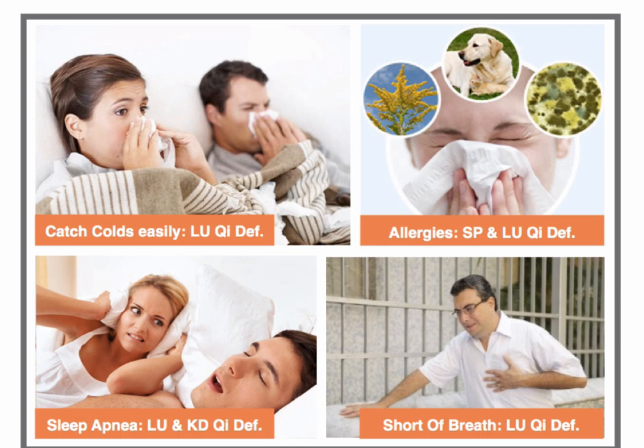If someone catches cold easily, it's a LUNG Qi deficiency, like we just saw. All those symptoms are LUNG Qi deficiency. If someone has environmental allergies, that is a LUNG Qi deficiency. If they have a tendency to have more food sensitivities, that is a spleen Qi deficiency. So a lot of the time, people that have food sensitivities also have some kind of environmental allergies.